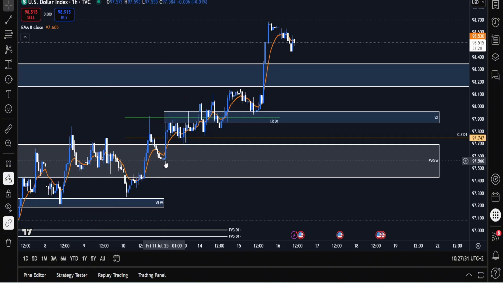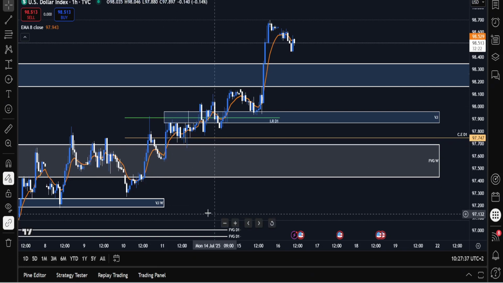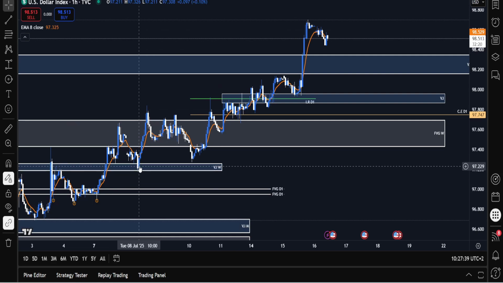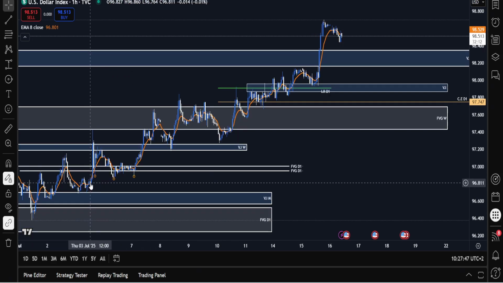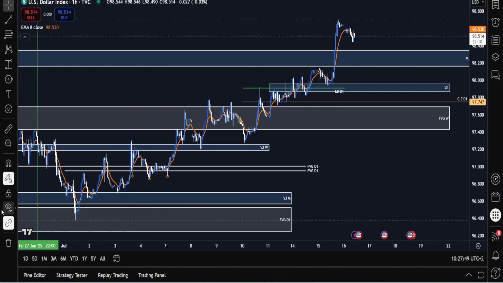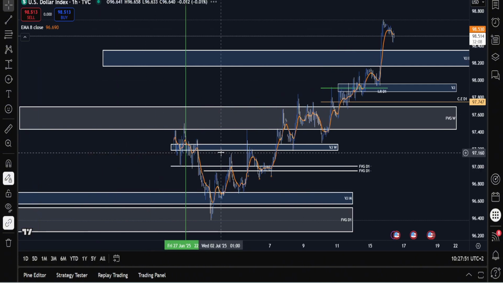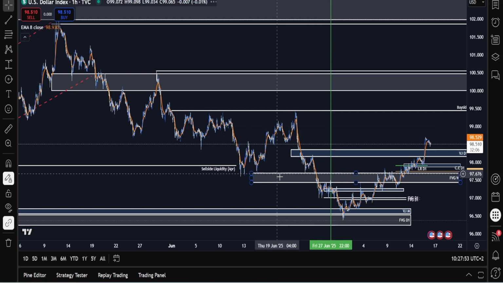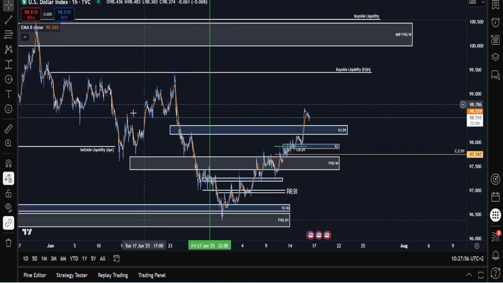And yes, there was our consequent encroachments of the weekly inversion fair value gap that we had on Friday. We had a support here on the 8th of July, Tuesday, on the weekly volume imbalance that we balanced. Right here was support. And yes, these are the other levels we talked about the first week of July, continuing into our bullish bias of the dollar that we have for the month of July.